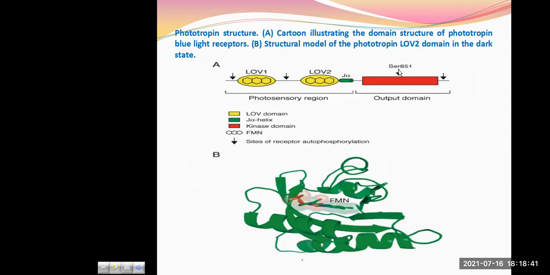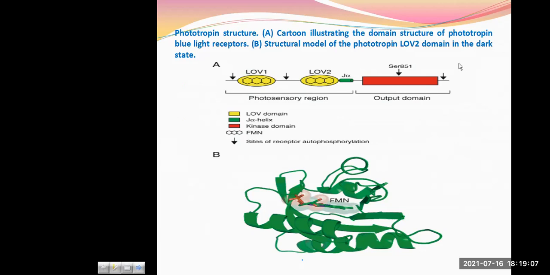This structure gives the visualization of phototropin. We have two domains. This is at the N terminal. These are photosensory domains. That is, they can absorb the light and then can respond to it. This is the C terminal. This is the output domain.